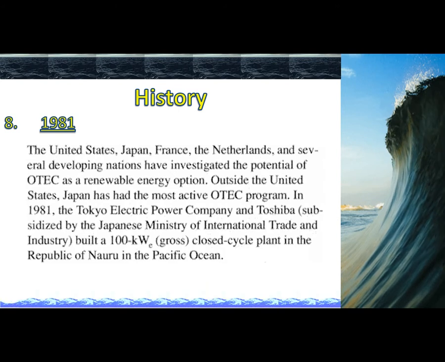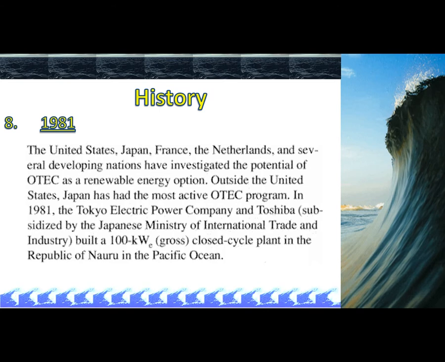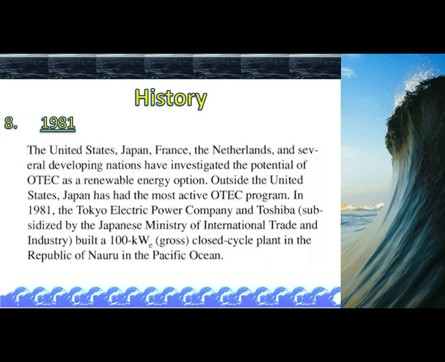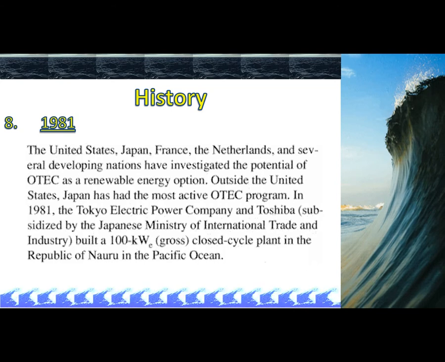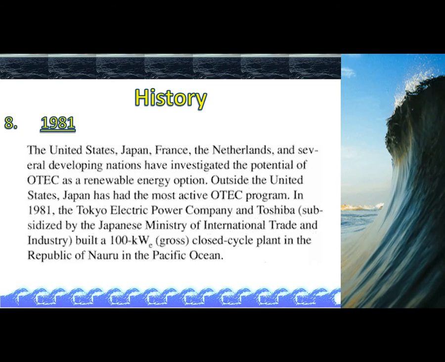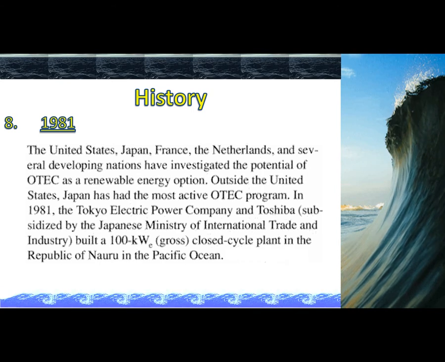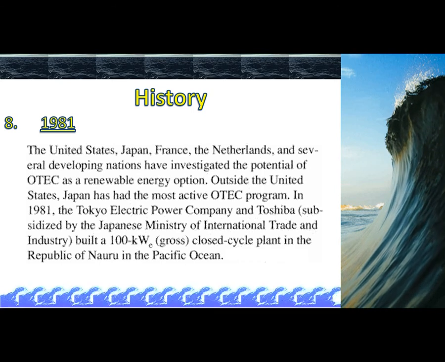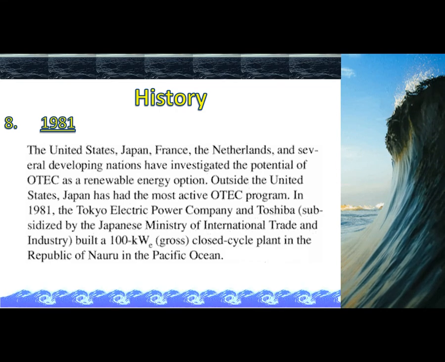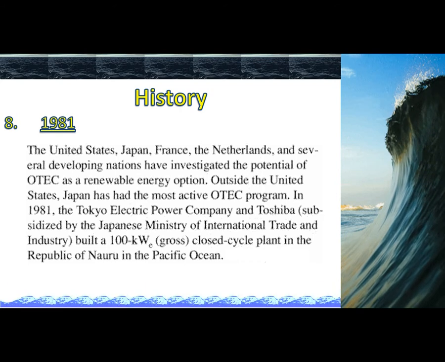In 1981, several countries seized the potential of ocean thermal energy conversion as a renewable energy option. Outside the United States, Japan has had the most active OTEC program. In 1981, the Tokyo Electric Power Company and Toshiba built a 100 kilowatt gross closed-cycle plant in the Republic of Nauru in the Pacific Ocean.